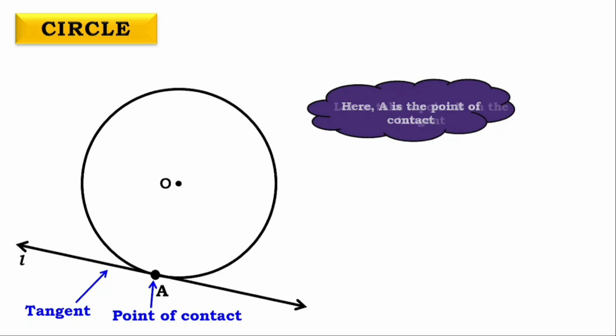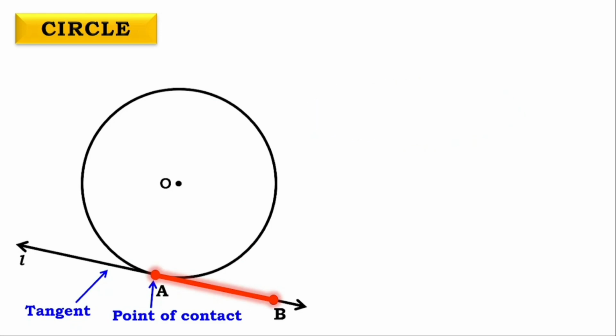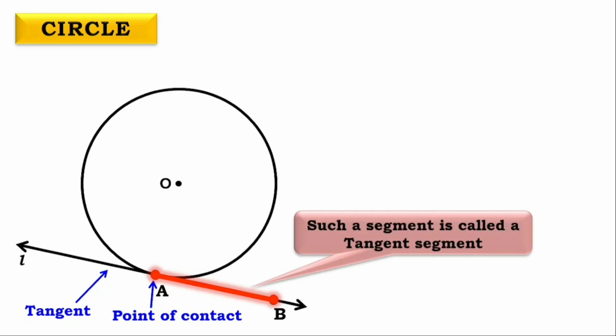Let us take a point B on the tangent. So I have considered a point B on the tangent over here. When we join A and B, what do we get? Let us observe this. It's highlighted over there. We get a segment, right? So this AB is a segment. Such a segment is called a tangent segment.